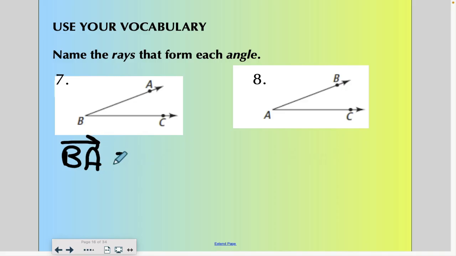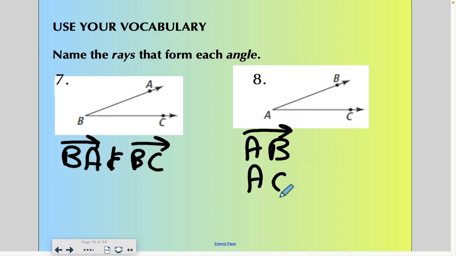What's the other one? B, C, in that order, and then we're here, and then this one is what? A, B, and then A, C. Okay. The most important thing is the vertex. This is actually where we really need rays. Rays are really crucial for making the angles. You're so used to them, but you probably don't think of them as two different rays.